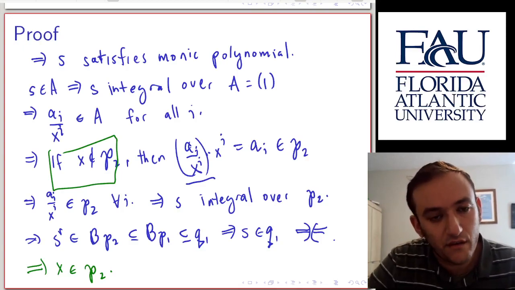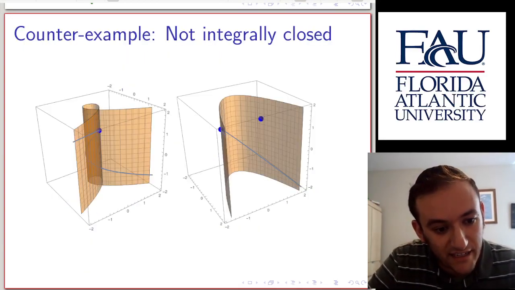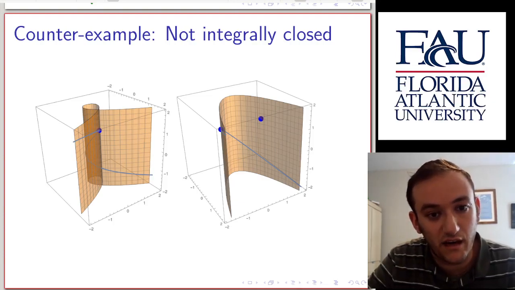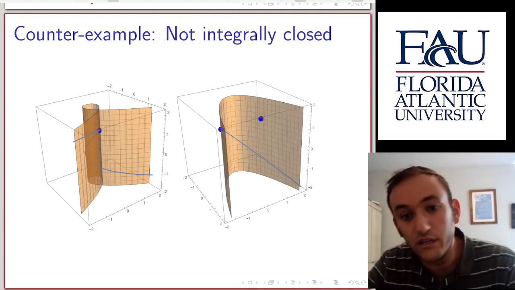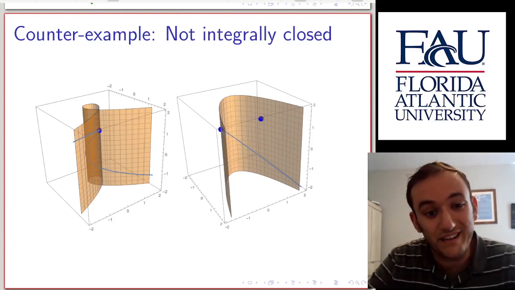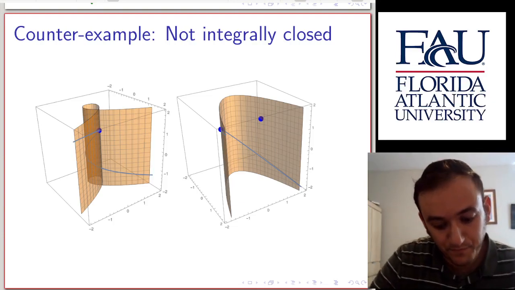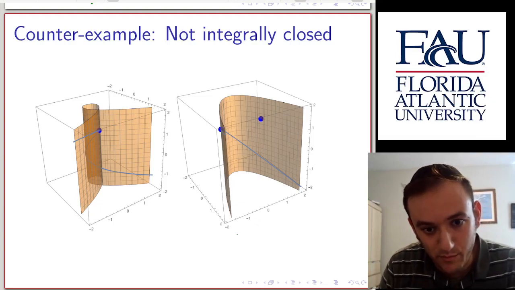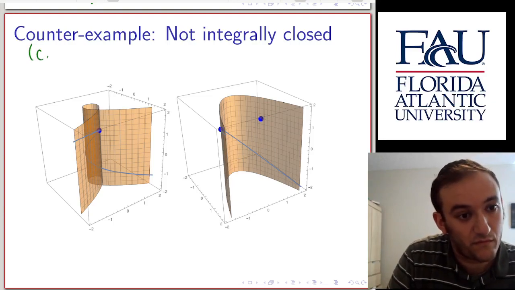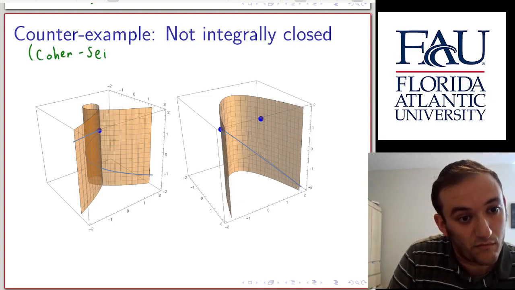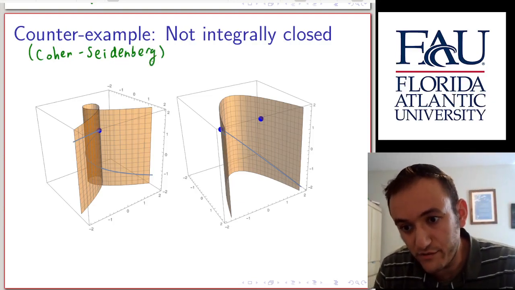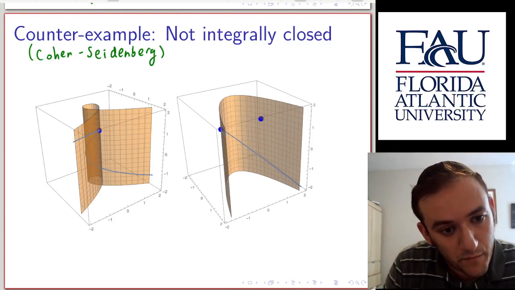Okay, so the final slide here is just to demonstrate that this concept of being integrally closed is really essential to the going down theorem. Obviously we didn't need it for the going up theorem, but it is necessary for the going down theorem. And this example is provided in the original paper of Cohen-Seidenberg. And they make a note that Professor Zariski advised them on this example.